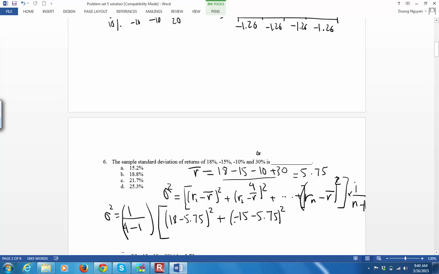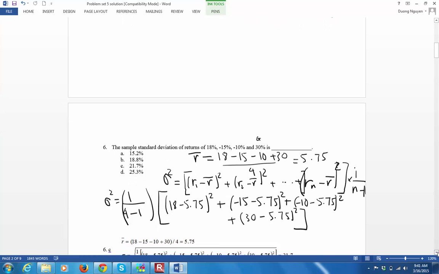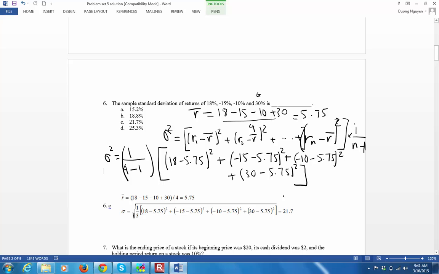You can use decimal, or you can keep the whole thing like I'm doing here. The final answer is the same. Plus (negative 10 minus 5.75) squared plus (30 minus 5.75) squared. Alright, close this bracket, multiply with 1 over 4 minus 1, which is 1 over 3.